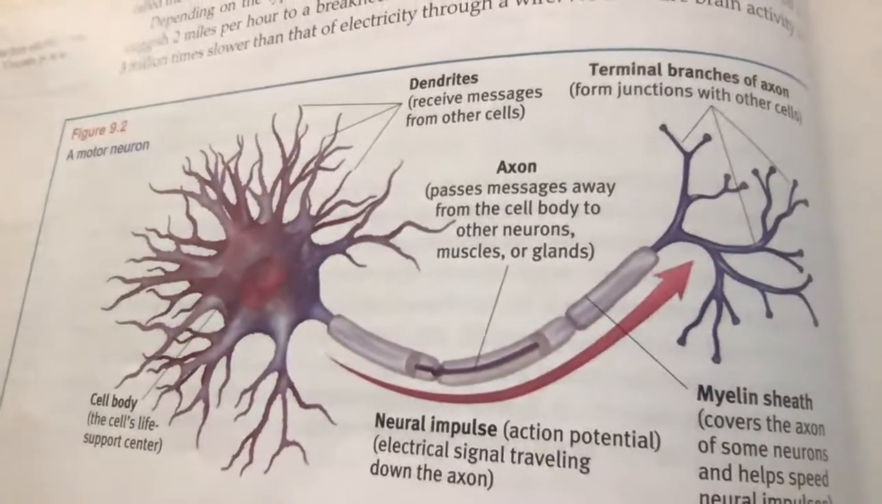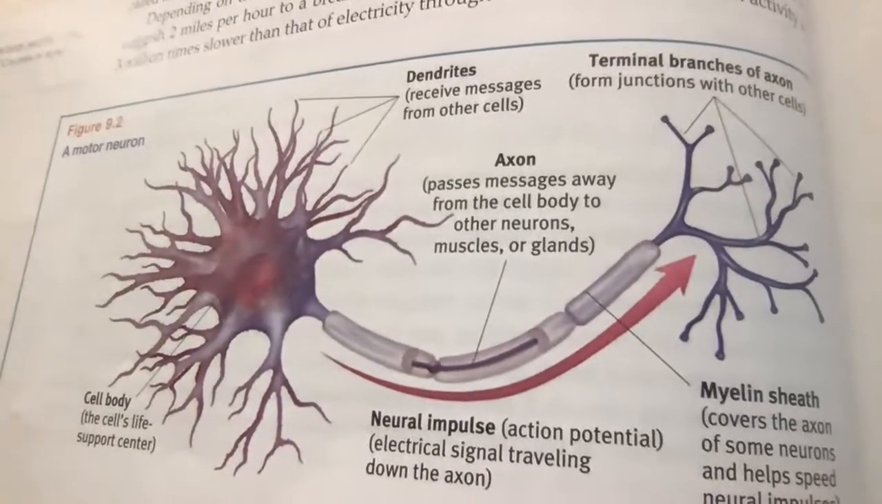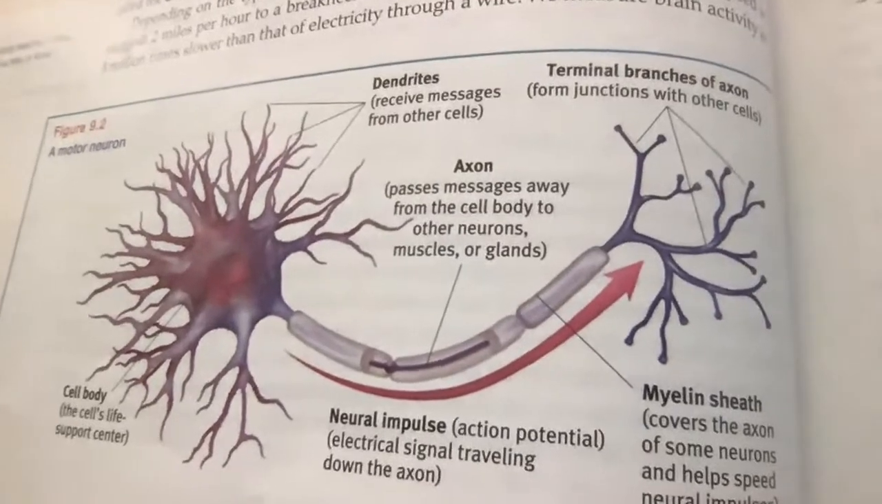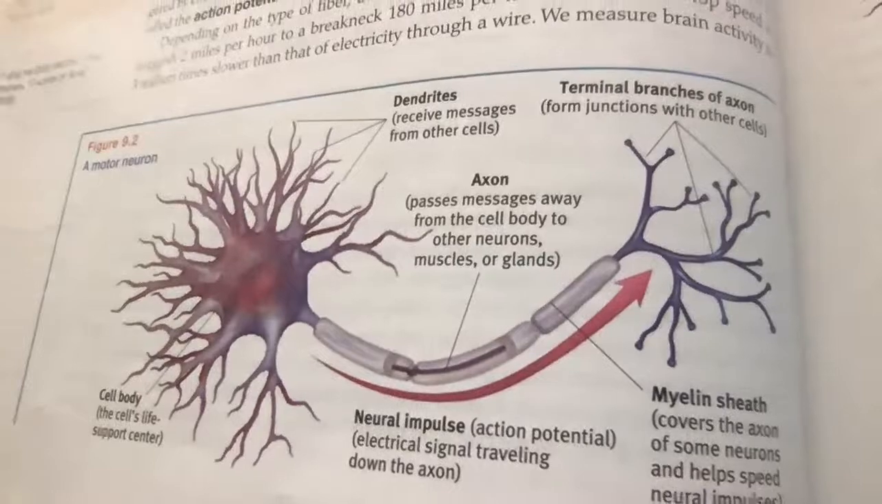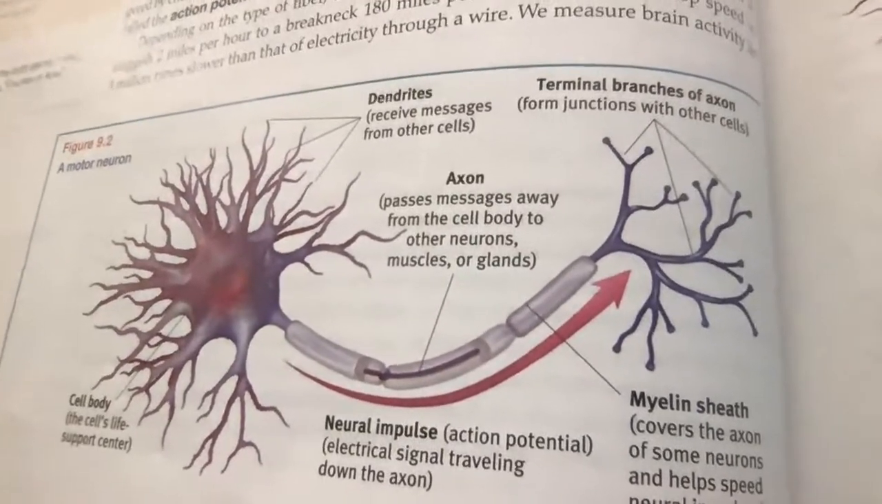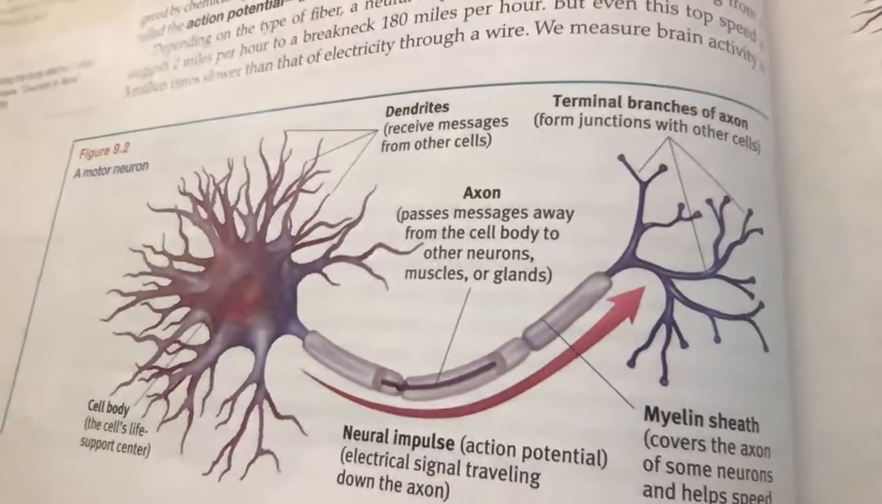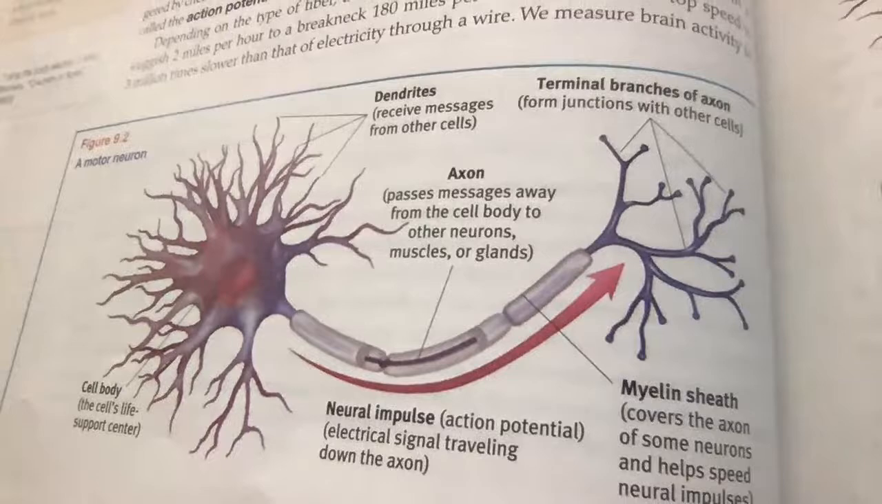Then I have a long connector between the cell body and my axon terminals, which is called the axon there in the middle. It is covered by my myelin sheath, which is like an insulated covering that protects the axon and the cell. And then I have my axon terminals, my terminal branches, which hold and house my neurotransmitters.